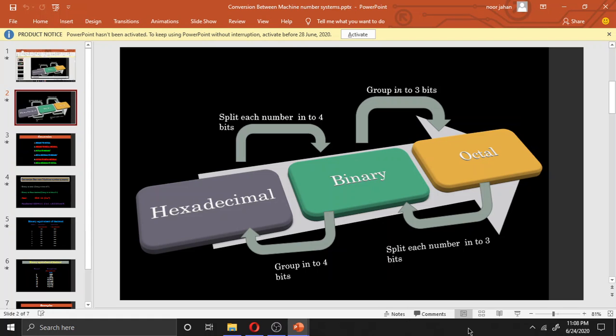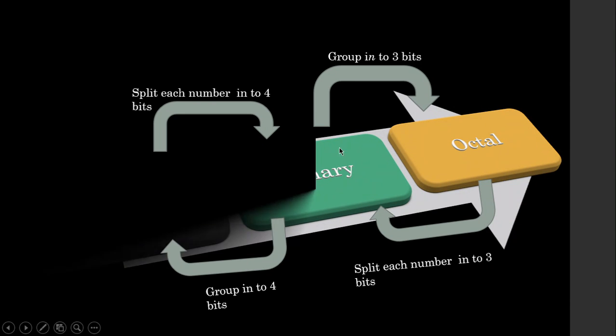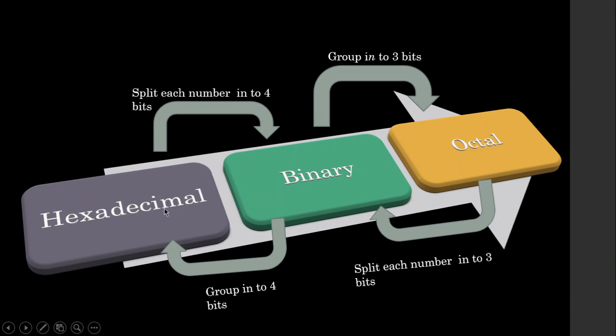Hello everyone. In this video we are going to see about the conversion between the number systems. Here we have the machine systems. When we say machine systems, the numbers are the binary system, octal numbers and hexadecimal numbers. So let us see in this video how we are going to convert between binary to octal, binary to hexa, again hexa to binary and octal to binary, and all the conversions among these number systems itself.